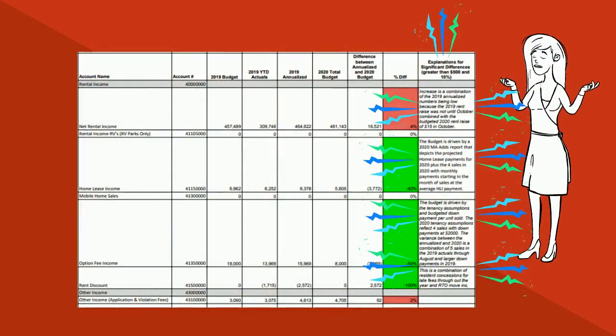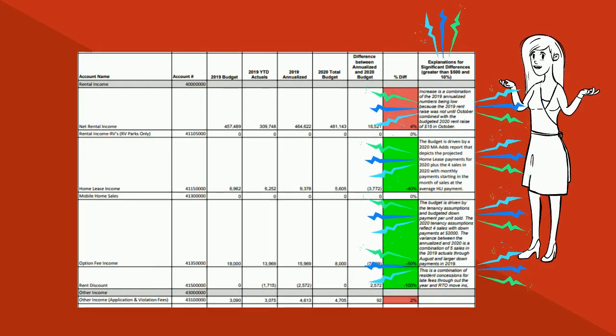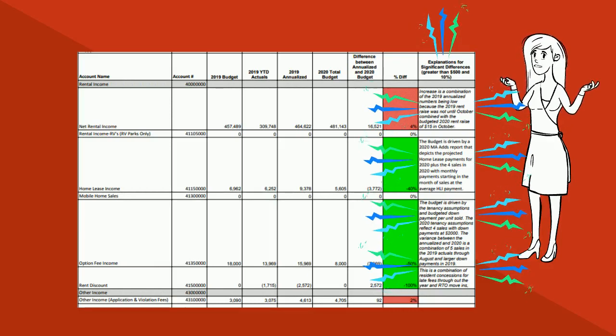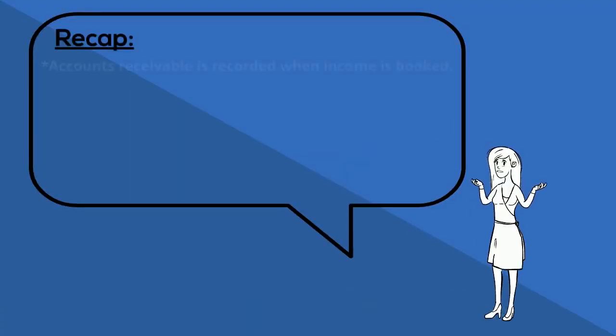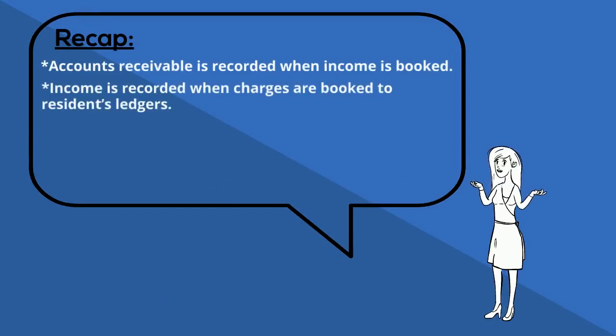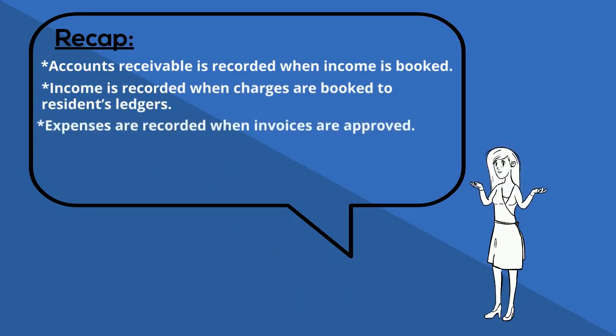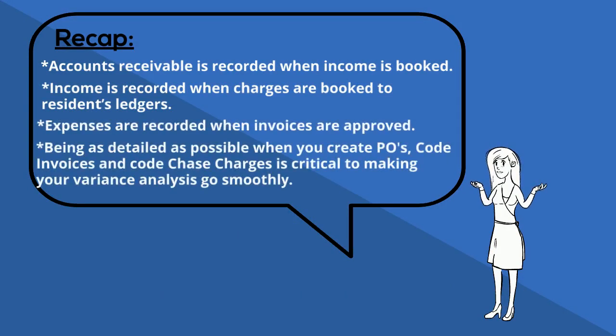Once you have drilled down and fully figured out what actually happened during the period for the expenses and income, you then need to figure out what was budgeted to happen to give a full description. To do this, you will review the explanations of your budget for each account. To recap, accounts receivable is recorded when income is booked. Income is recorded when charges are booked to resident ledgers. Expenses are recorded when invoices are approved, and being as detailed as possible when you create POs, code invoices, and code Chase charges is critical to making your variance analysis go smoothly.